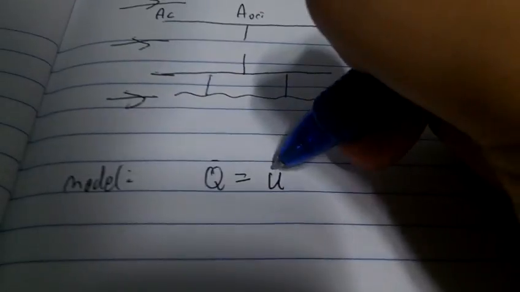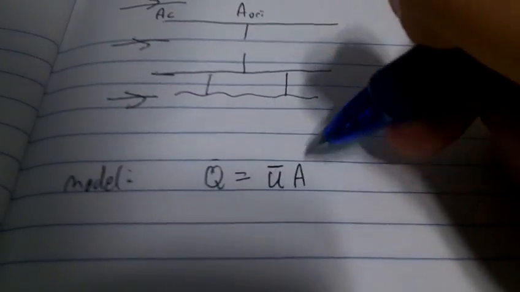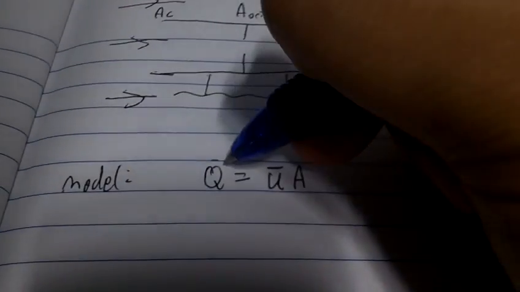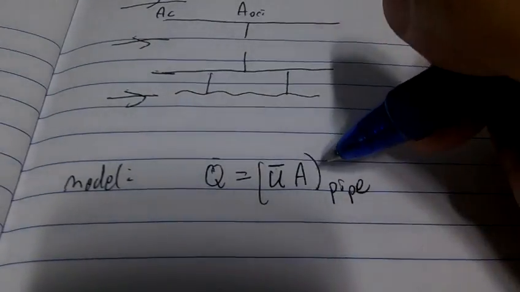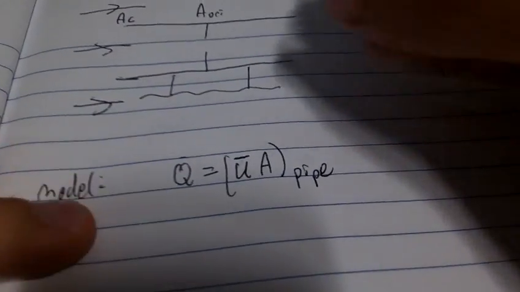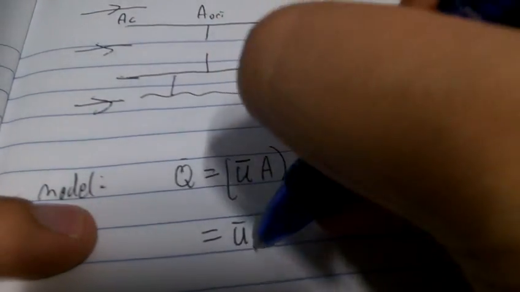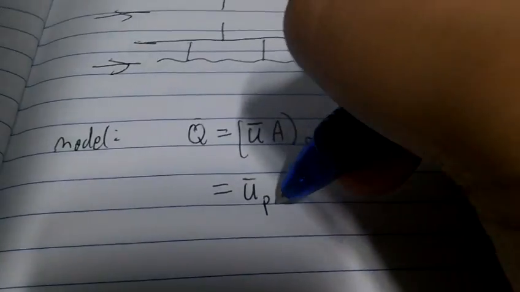So, flow rate first equals average velocity times area, the cross-sectional area. And since we are doing it for the pipe, we need to make sure both of these symbols actually refer to the pipe itself. So we have average velocity of the pipe and the area of the pipe.